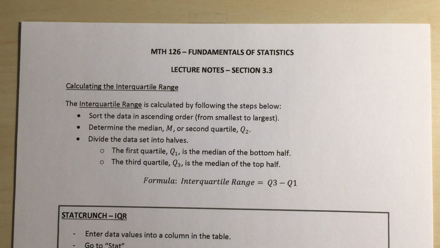Then we're going to divide our data set into halves. And then we're going to find basically the median of both of our halves, which are going to be our quartiles. So our first quartile is going to be the median of the bottom half. The third quartile is going to be the median of the top half. And then as far as actually calculating our interquartile range, if we're asked to give that value, we're just going to subtract those two different values.